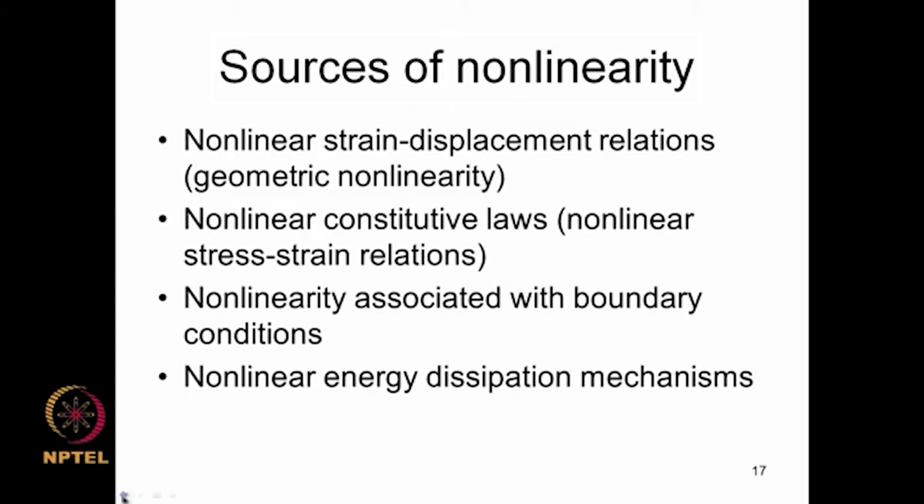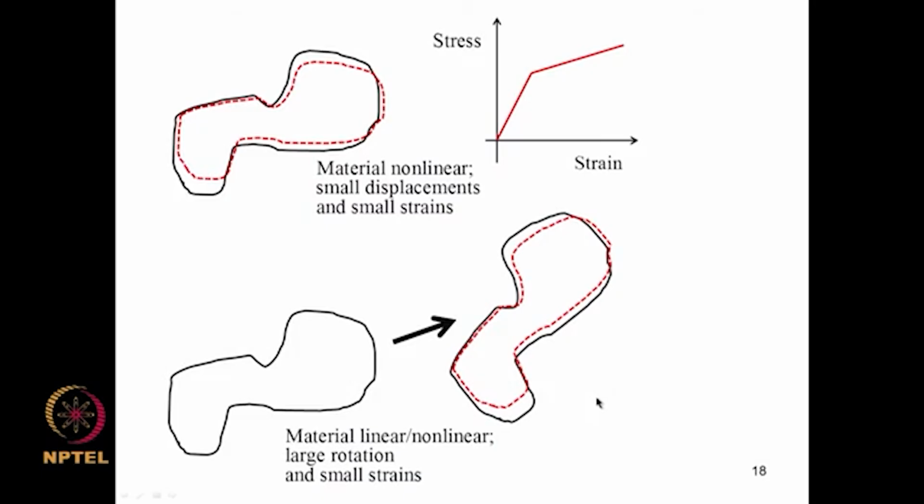The sources of nonlinearity in structural mechanics problems can originate from nonlinear strain displacement relations. This type of nonlinearity is called geometric nonlinearity. Or the constitutive relations, typically relating stress and strain, it could be temperature as well, could be nonlinear. Then nonlinearity associated with boundary conditions, as in contact related problems and so on, and similarly nonlinear energy dissipation mechanisms. These are some sources of nonlinearity.